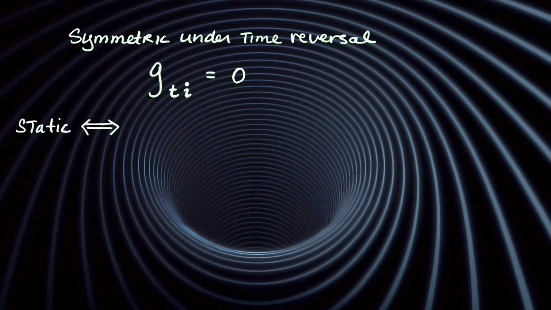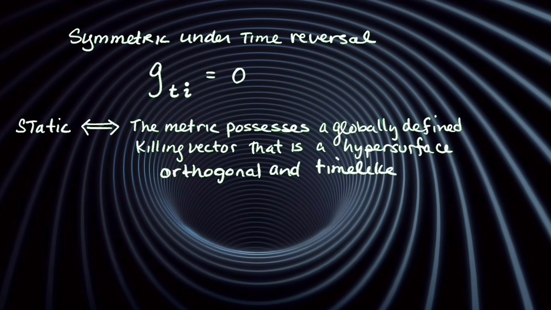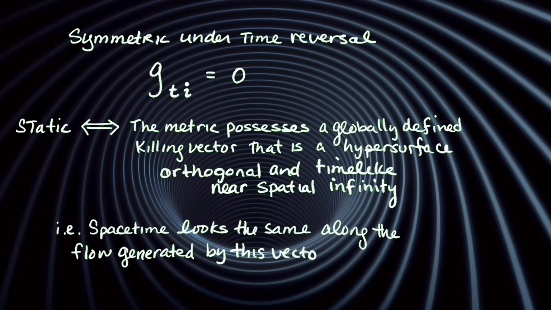Symmetric under time reversal. Static is the same as saying the metric possesses a globally defined Killing vector that is a hypersurface orthogonal time-like near spatial infinity, i.e. spacetime looks the same along the flow generated by this vector.